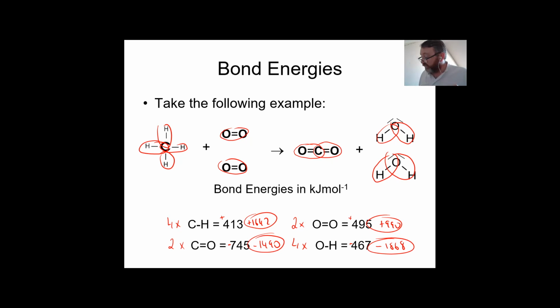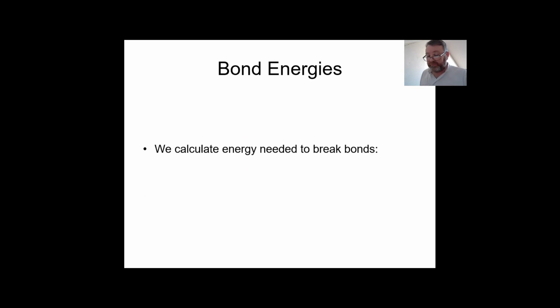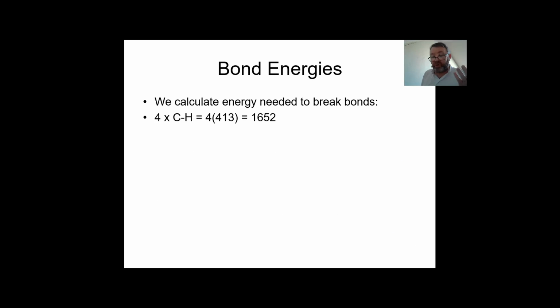And from this very simple calculation, if I go to the last slide, here's what we notice. 4 C-Hs are broken. That means we need, that's the pluses in there, we need 1652. 2 O double bond O bonds are broken. So that means we need 990. Altogether then, that means that we require 2642 kilojoules of energy to break those bonds.